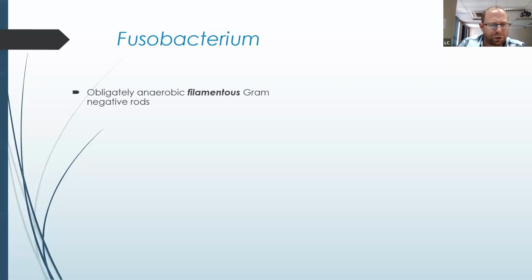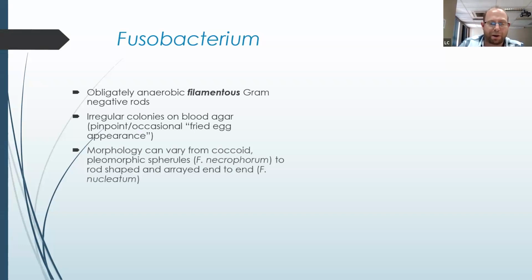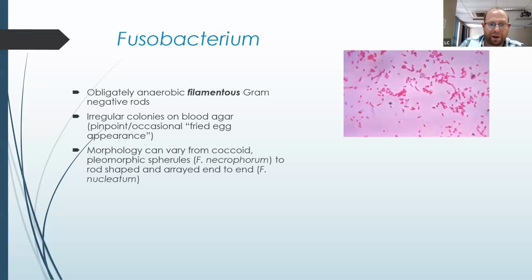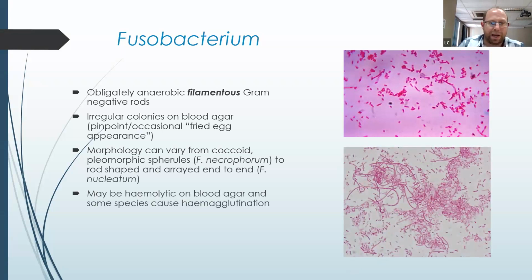Fusobacterium, again, I'm going to just do two slides on. It's an obligately anaerobic filamentous gram-negative rod. It forms these irregular colonies on blood agar, which can occasionally be described as a fried egg appearance. I know we mainly associate that with mycoplasma. The morphology varies from coccoid pleomorphic spherules like Fusobacterium necrophorum to rod-shaped and arrayed end-to-end like Fusobacterium nucleatum. You can see these sort of really prolonged, almost branched or filamentous appearance. They can be hemolytic on blood agar, and some species can cause hemagglutination, which is important for their pathogenesis.